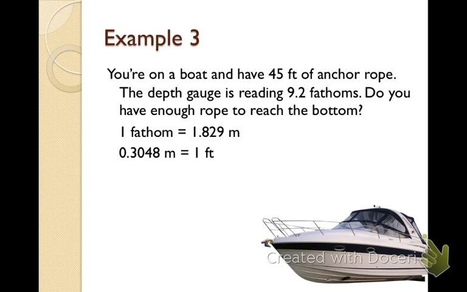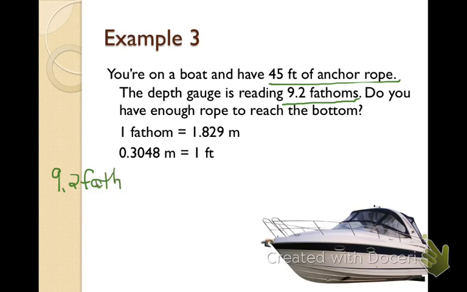If I don't give them to you and it's not obvious, then let me know, and I'll help you out. Alright, so let's figure out the information that we need to know or that we have to figure out. You have 45 feet of anchor rope, and the depth gauge is reading 9.2 fathoms. Do you have enough rope? So let's make sure we figure out how many fathoms or how many feet down we have below us. Let's take that first one, 9.2 fathoms.